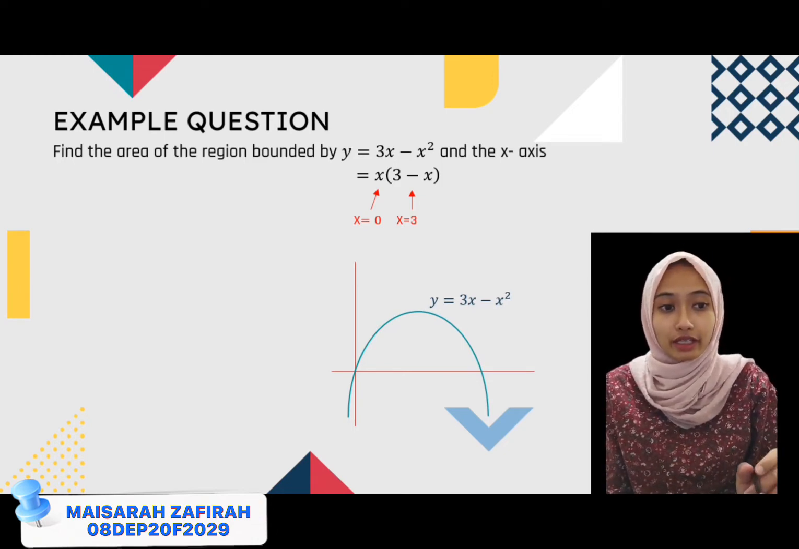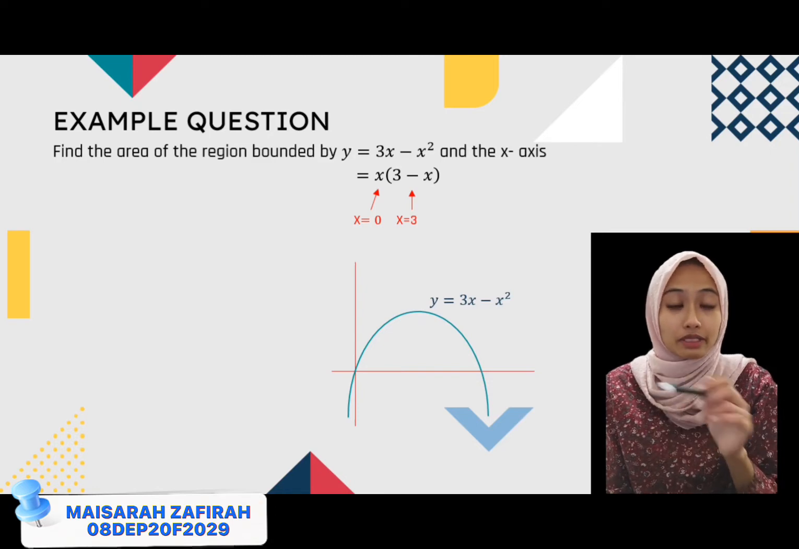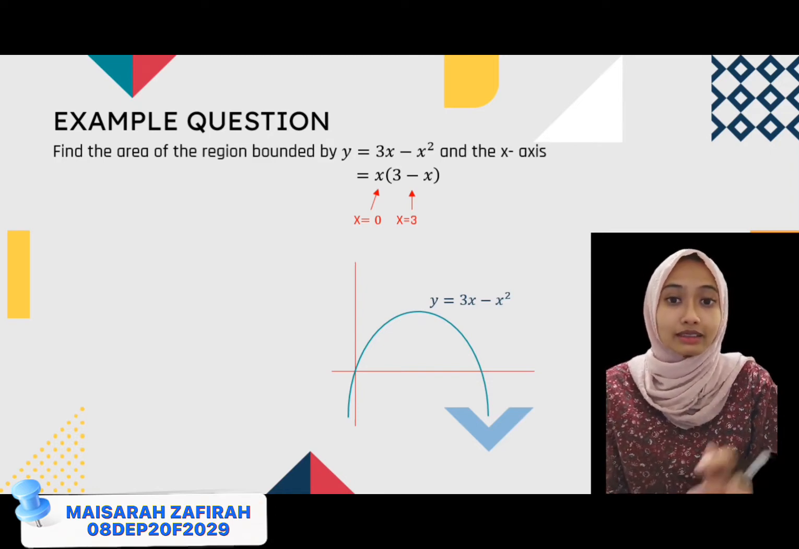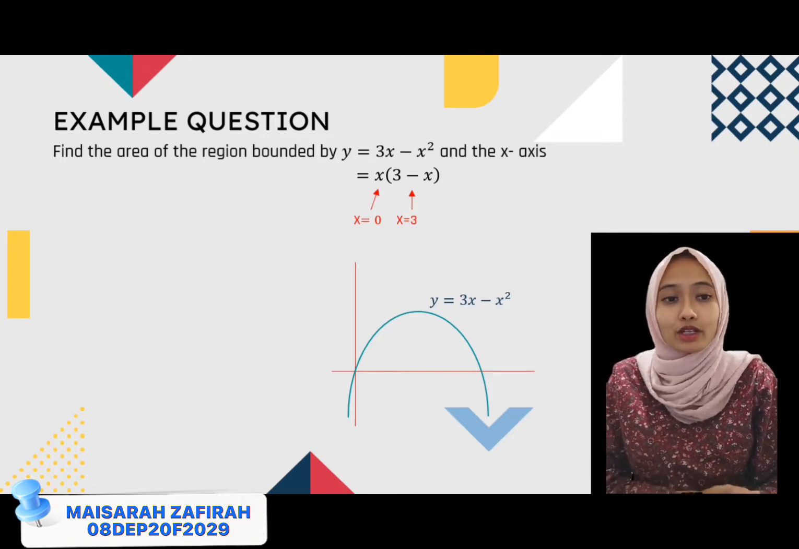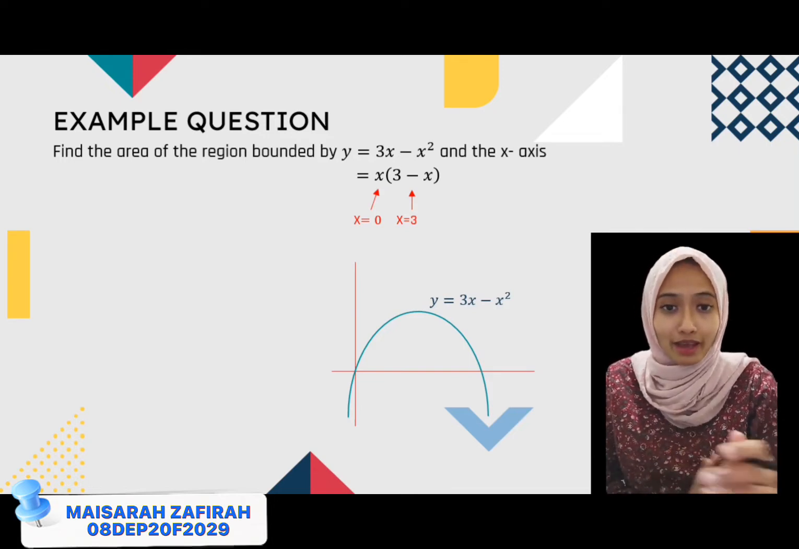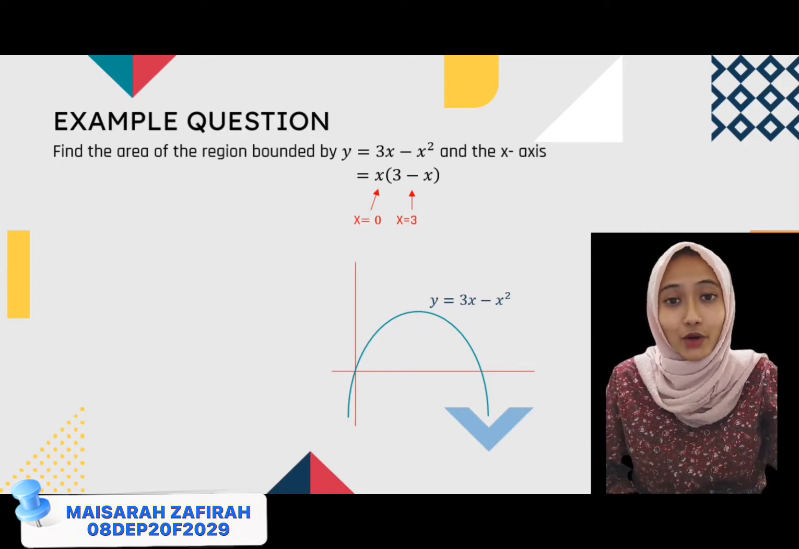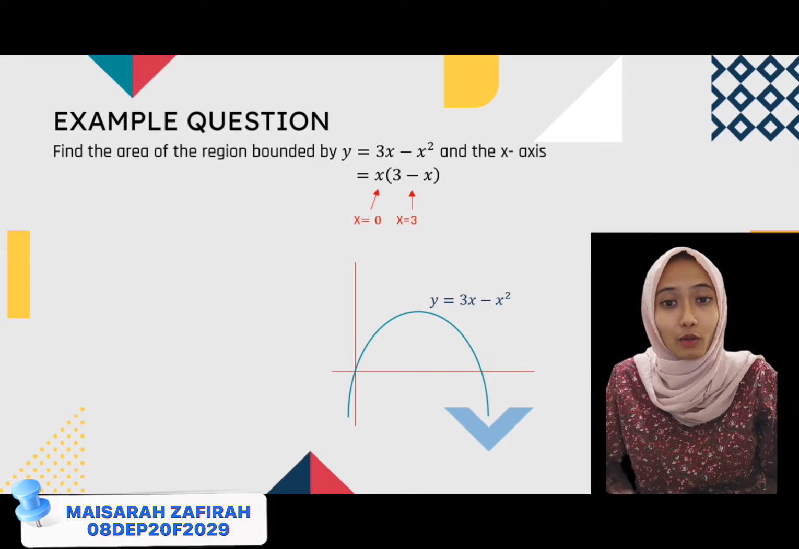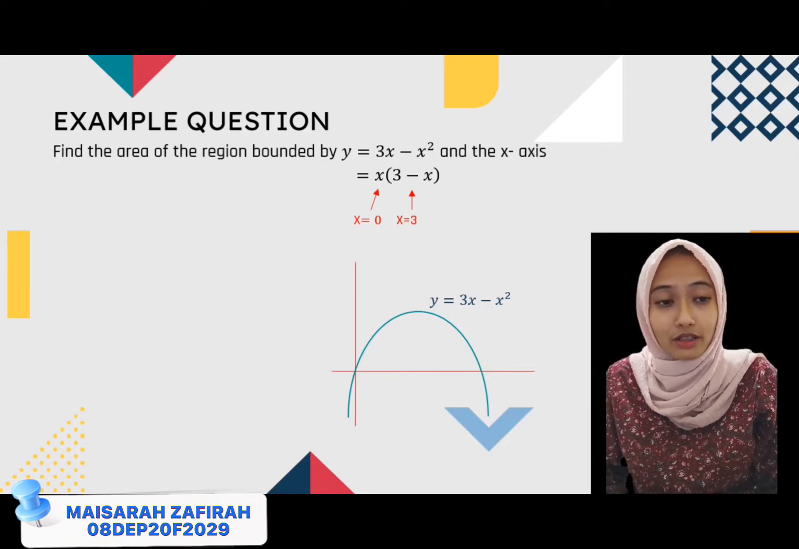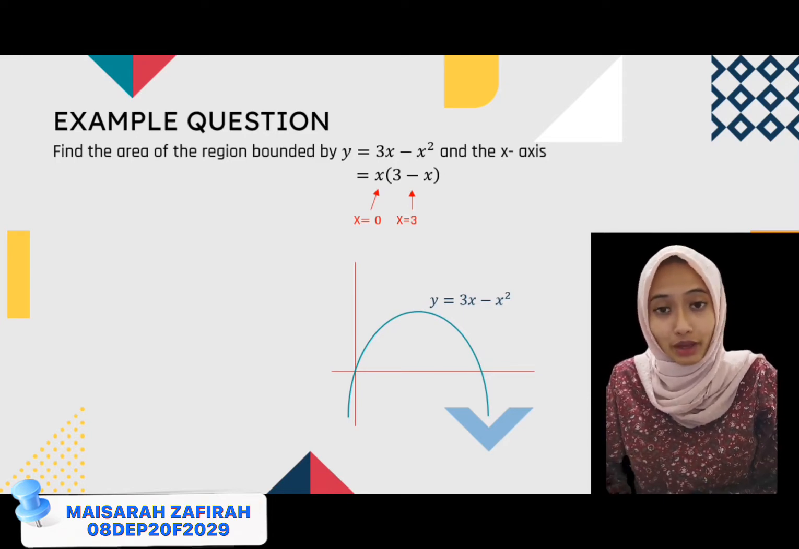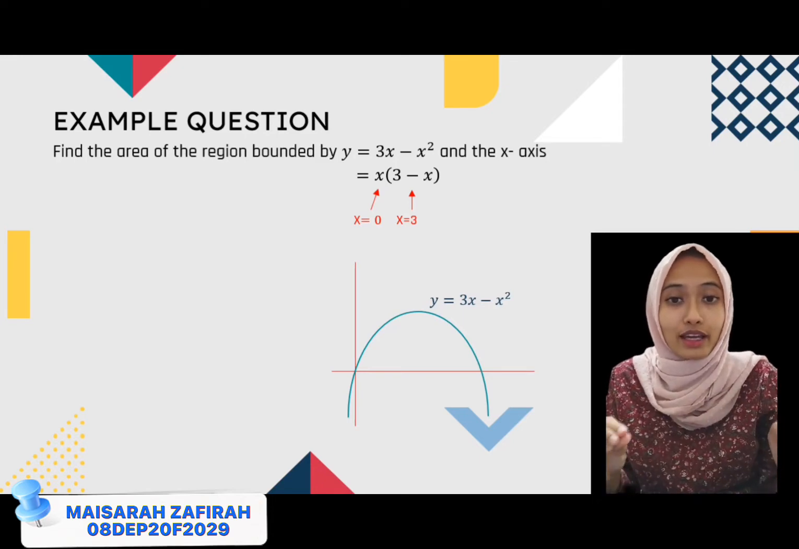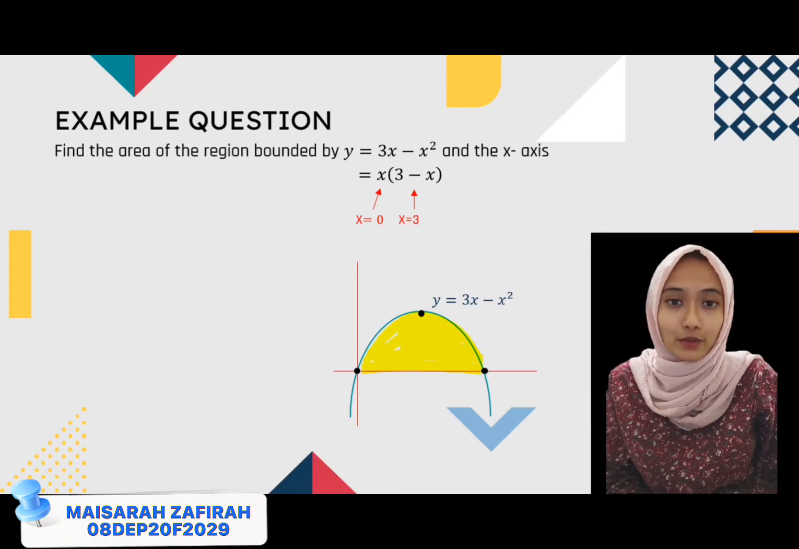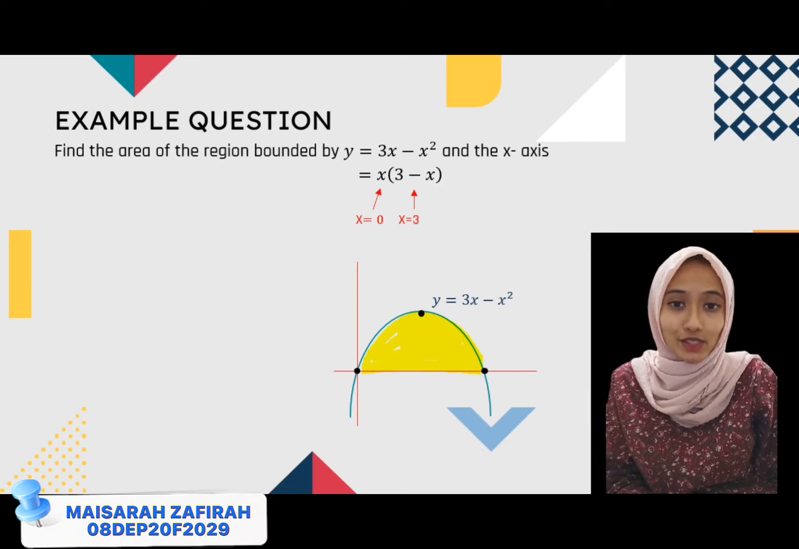Now we have an upside down facing parabola. So this is y equals 3x minus x squared. Okay, now going back to the question, it wanted us to find the area between y equals 3x minus x squared and the x-axis. So here, as you can see, is the yellow shaded region. That is where we're going to look.